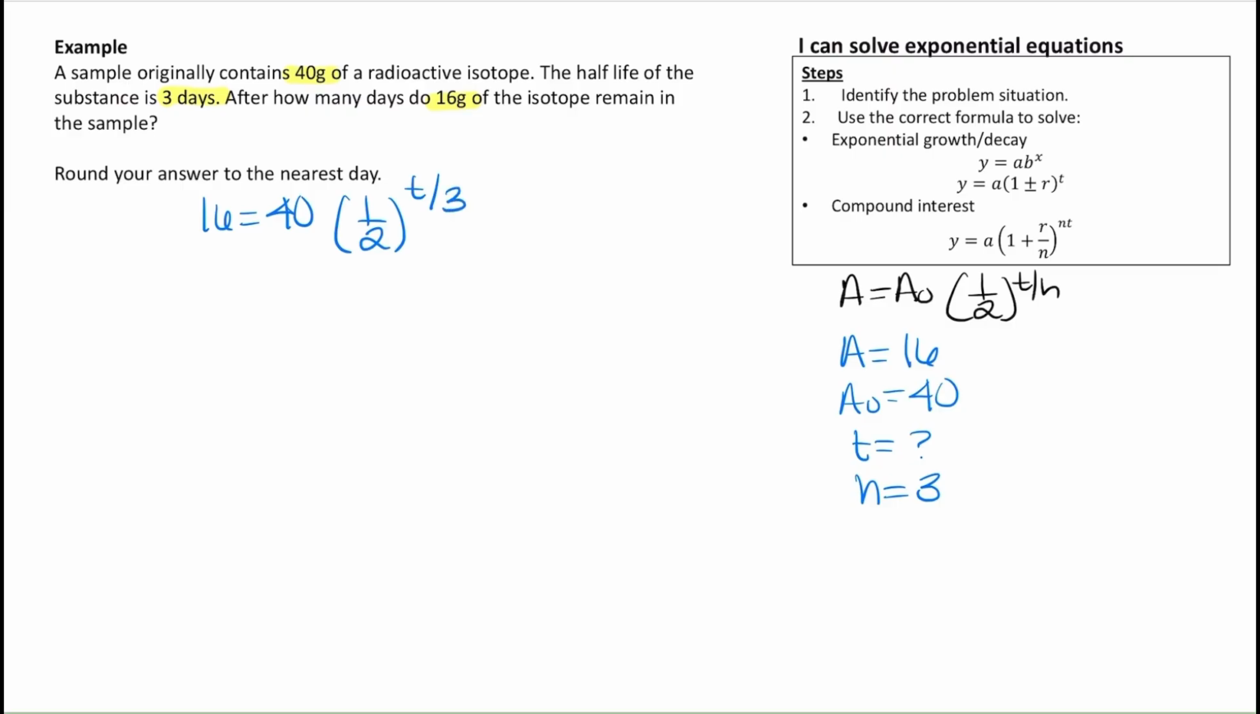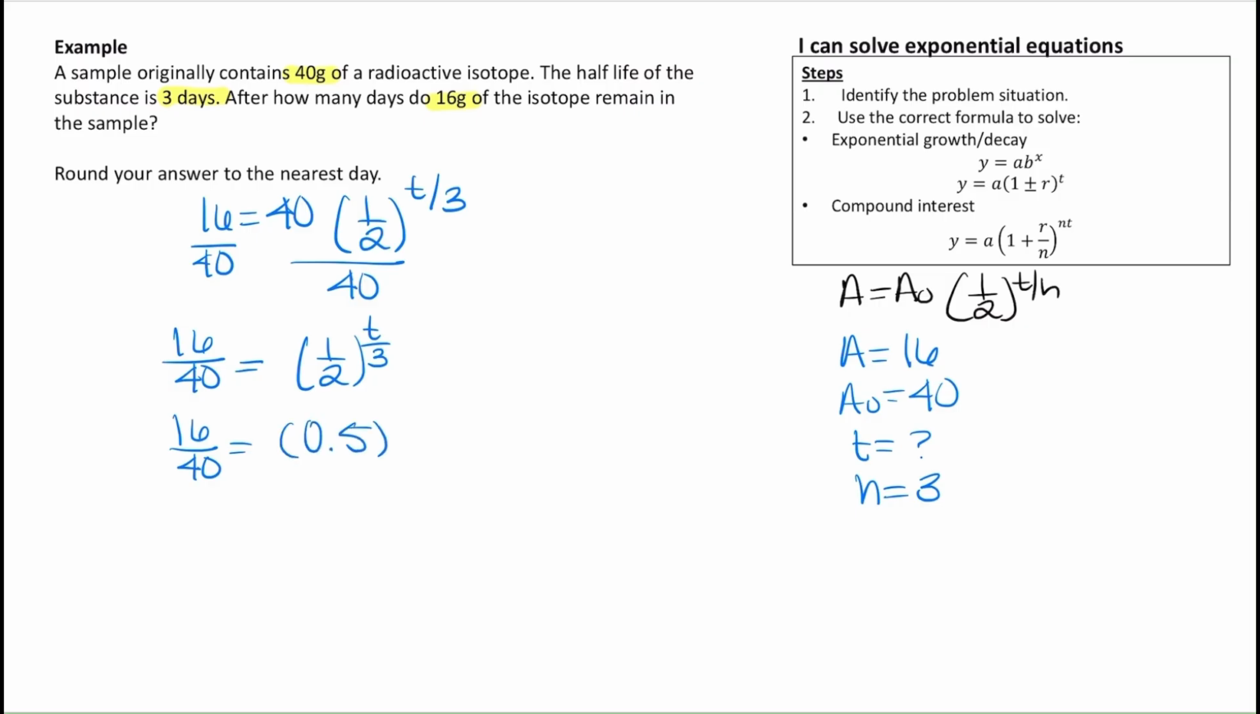And let's go ahead and start off by isolating the exponential term. So I'm going to divide both sides by 40. So I'm going to say that 16 over 40 equals 1/2 to the T over 3. And if you don't like that 1/2 being like that, you can actually go ahead and convert that to a decimal. So I'm just going to make that 0.5. So this is 0.5 to the T over 3.